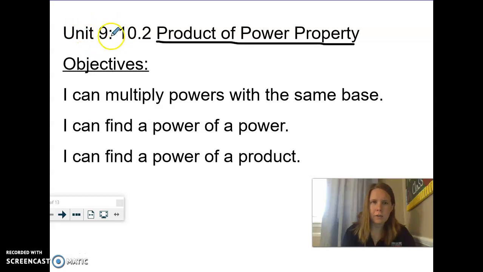So within our final unit, we are doing 10.2, which is about the product of power property. Okay, so here are your different I can statements. I can multiply powers with the same base. I can find a power of a power, and I can find a power of a product. So we're going to talk about what each one of those means based on using your exponent powers.